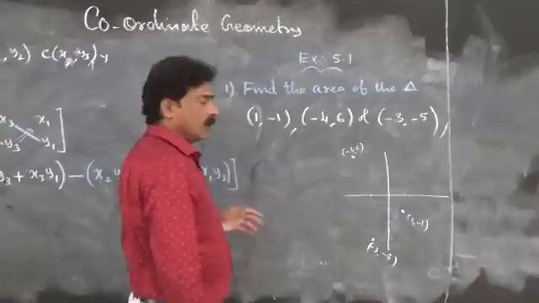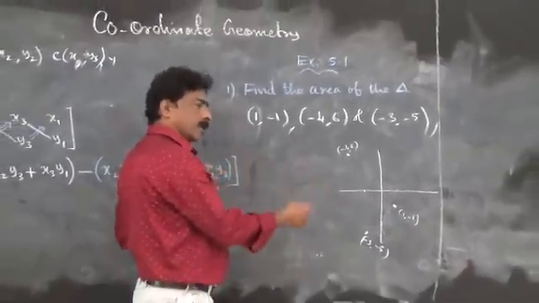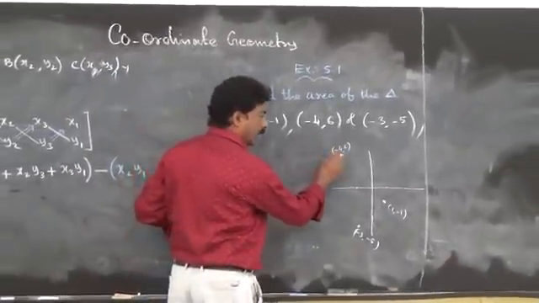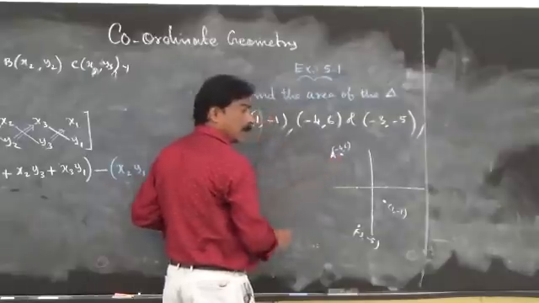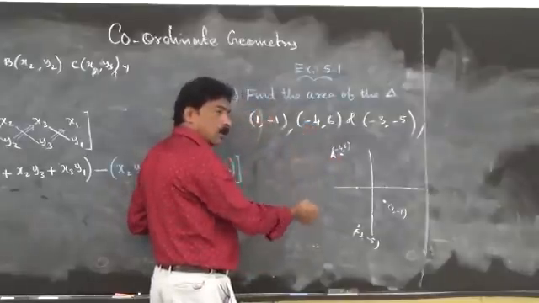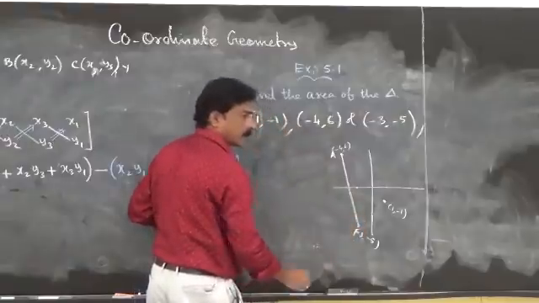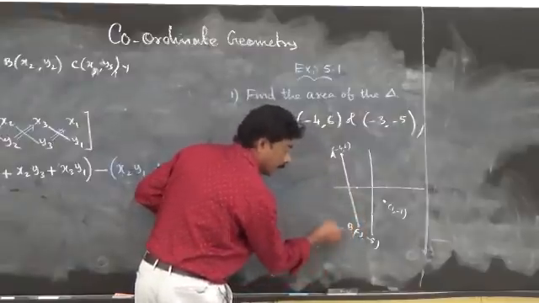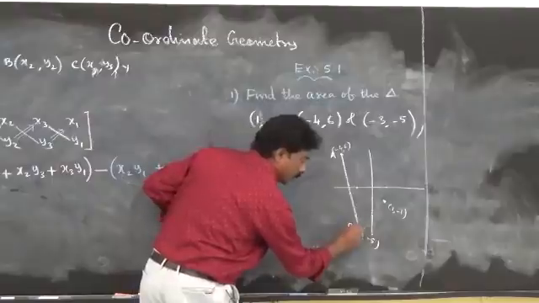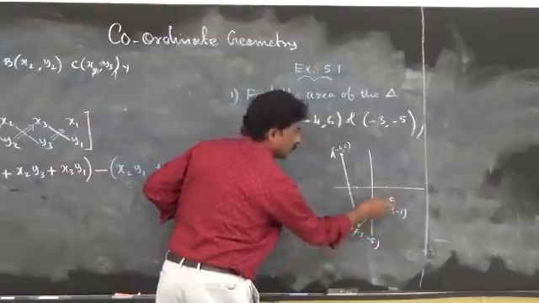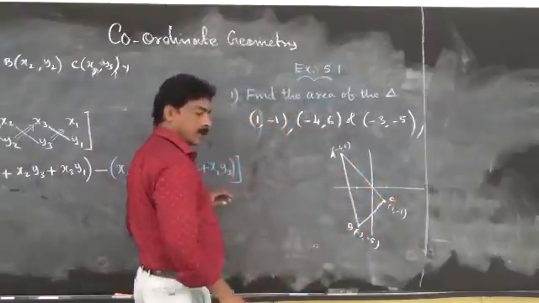After plotting, as I said, you can start anywhere. Suppose I start from here, I can name this as A. Then where do I have to go? Anti-clockwise, counter-clockwise. So I have to come to minus 3, minus 5. That is our B. Then I have to go to 1, minus 1. That is C. Join. So you are getting a triangle.